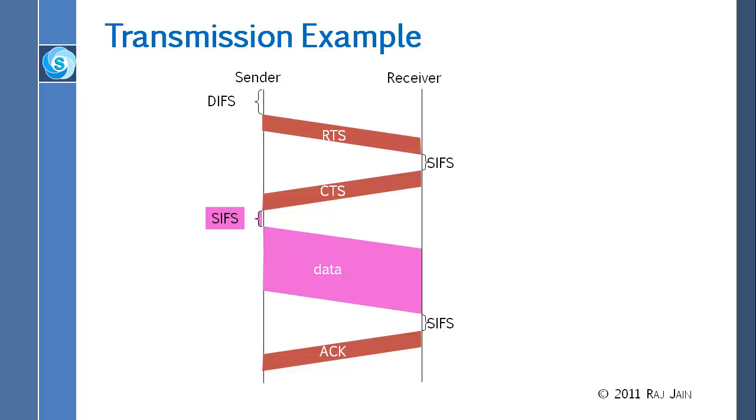Within one SIFS you are supposed to send the data. Within one SIFS you are supposed to send the acknowledgement. So SIFS is the shortest amount that you have to wait. Everything that comes from the access point is listened to by everybody.